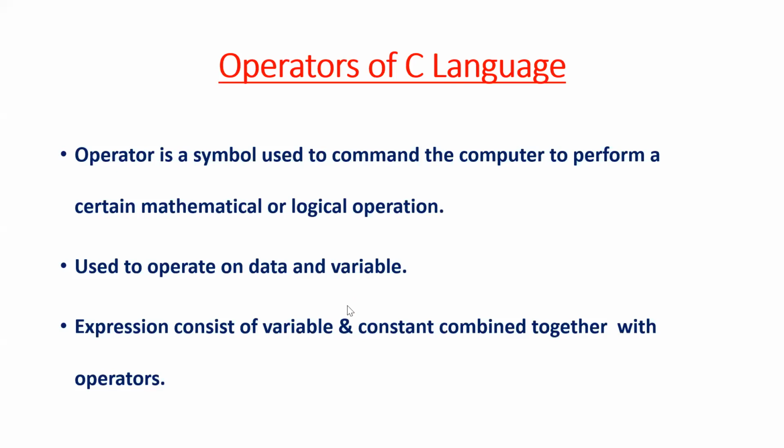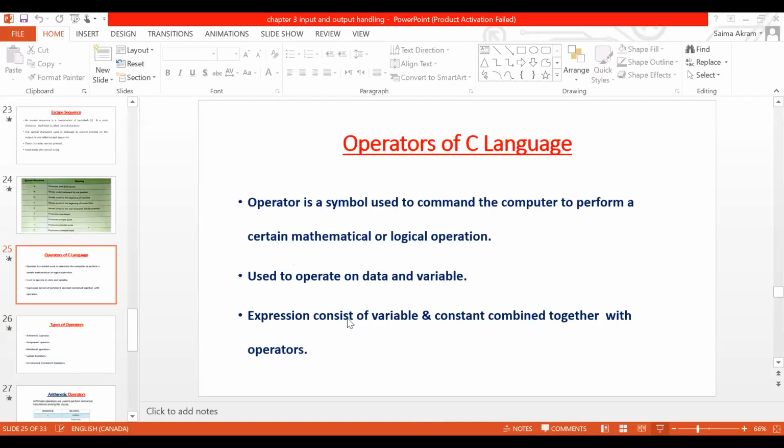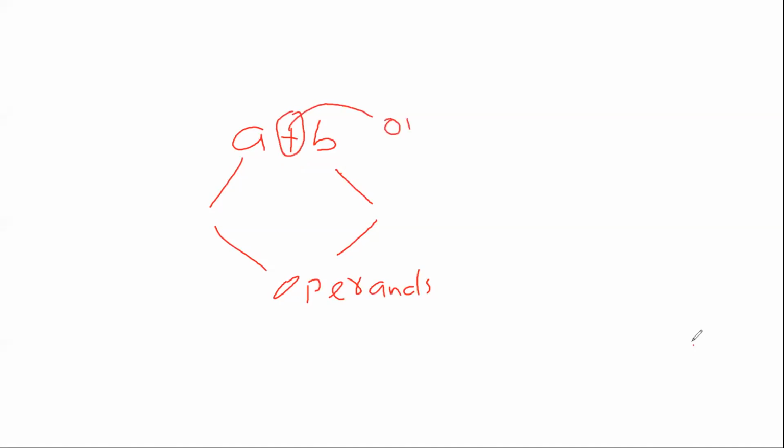A plus B. In this case, A and B both are the operands. But this plus sign, this one, is the operator. Clear?